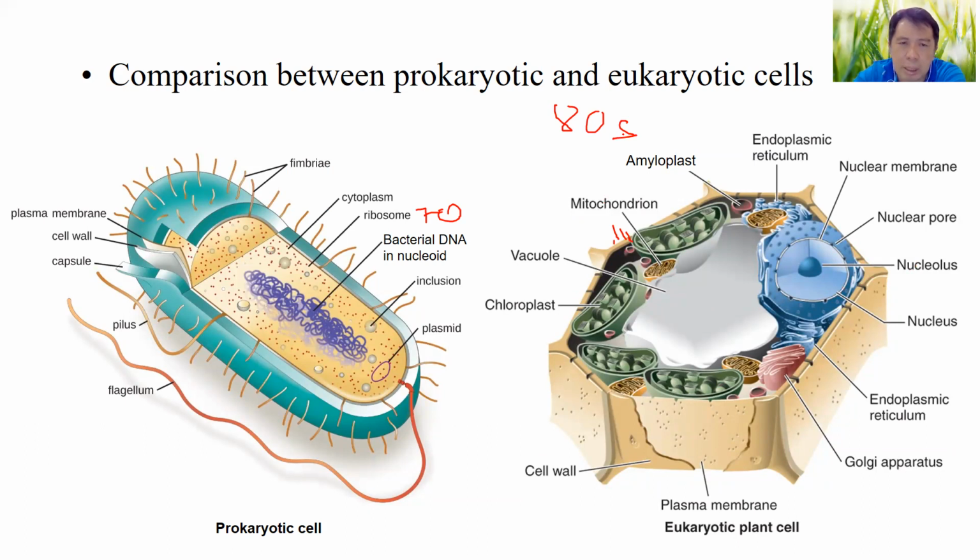And then the bacterial DNA is found in the nucleoid, but here it is enclosed with a nuclear membrane. The eukaryotic cell does not have plasmids or a capsule. Pilus and flagella, in animal cells, sometimes they have. So this is roughly the comparison.